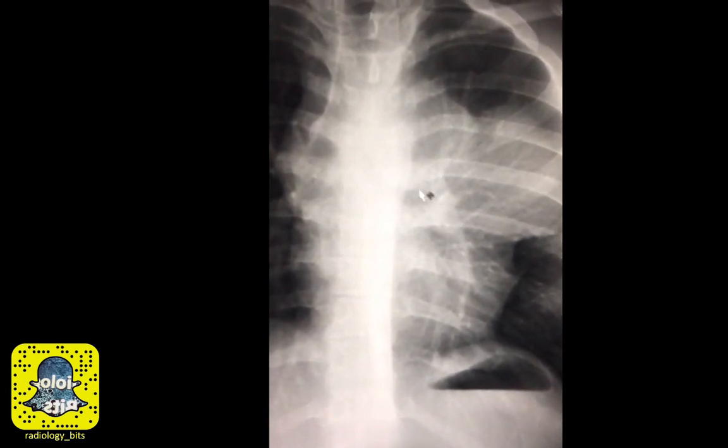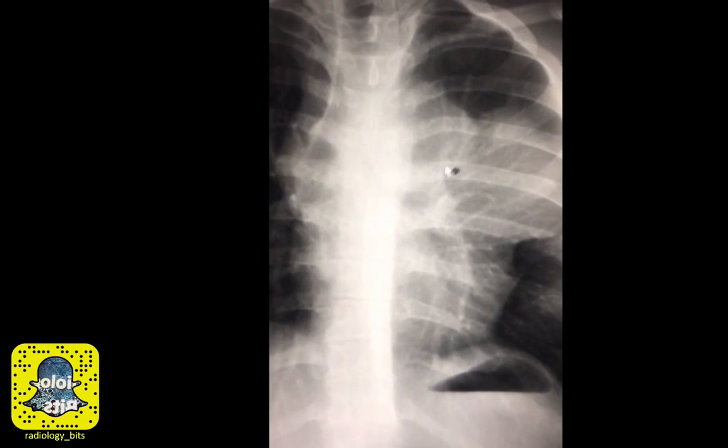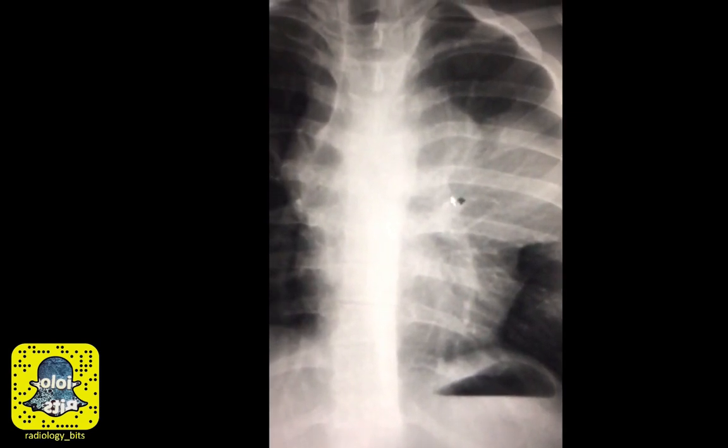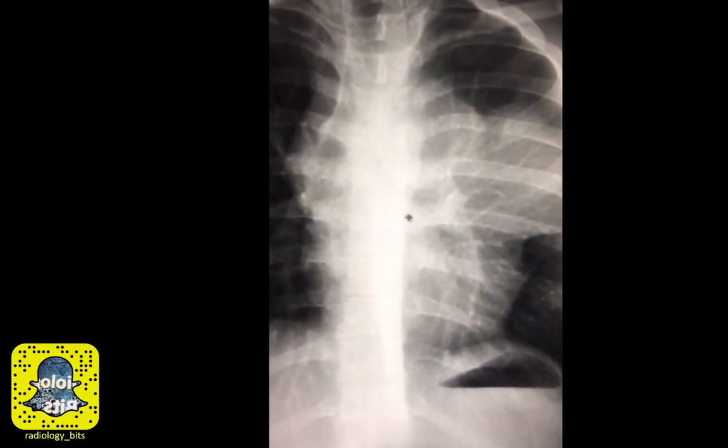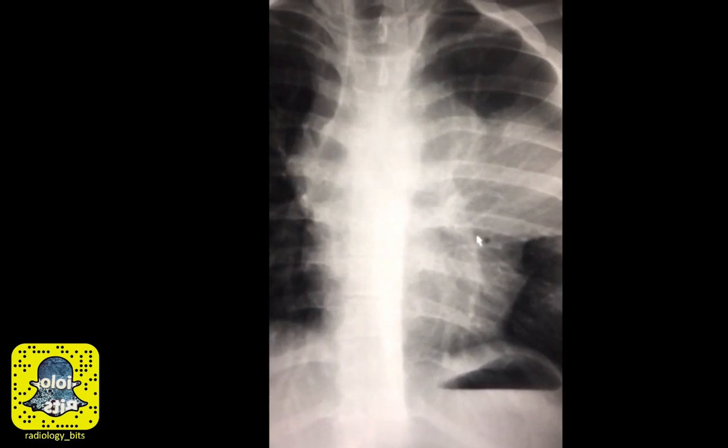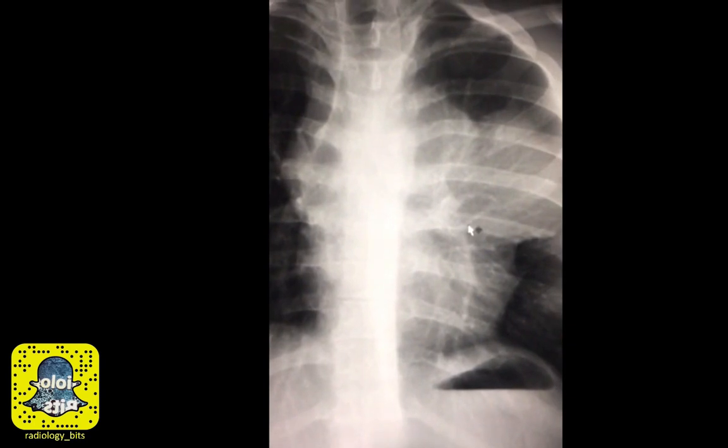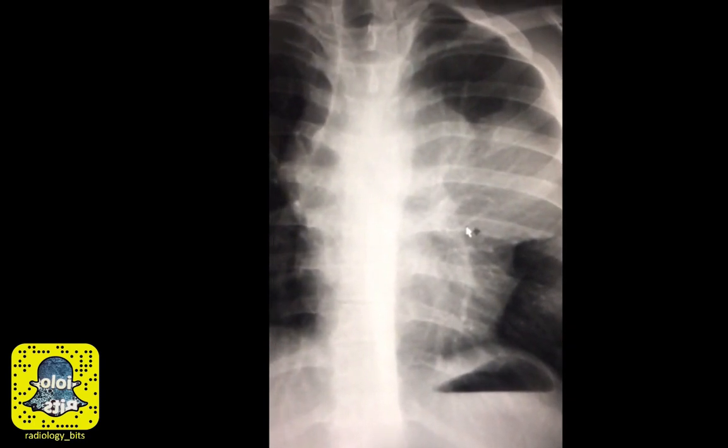Now, the fact that you have hilar vessels seen through this lesion is important. This tells you that the hilum, which is middle mediastinal in location, is not involved, so the lesion is either anterior or posterior compartment.